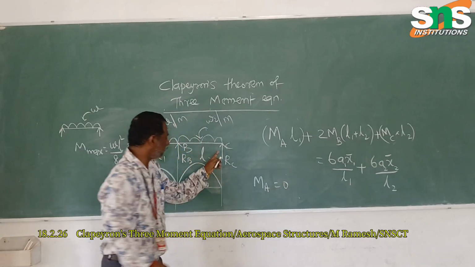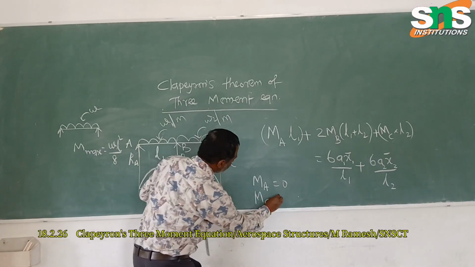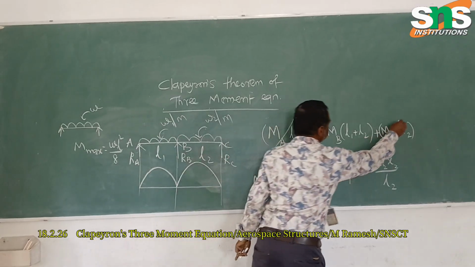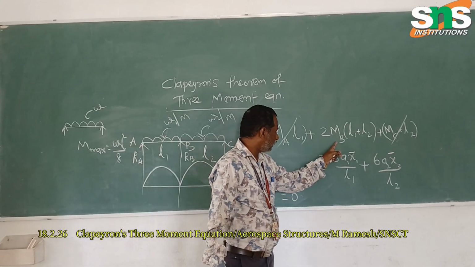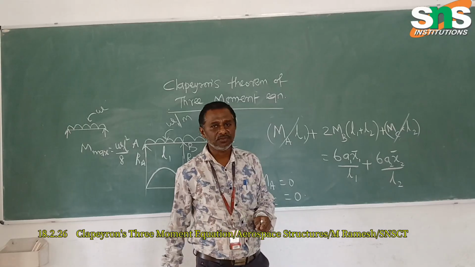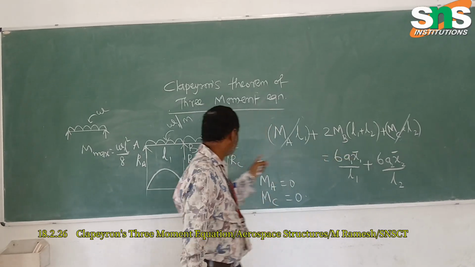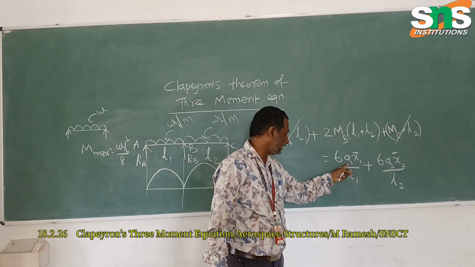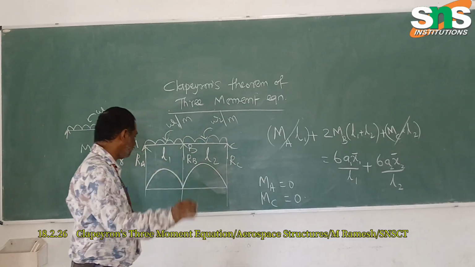As well as at the right extreme end, MC, the moment is equal to 0. So I can cancel those terms here. The thing left is MB times (L1 plus L2). So MB is the one and only unknown. By solving this, you can find the bending moment at the intermediate support. And in the right hand side, we have A1 x1 bar, A2 x2 bar. That's the thing we have to be clear about.